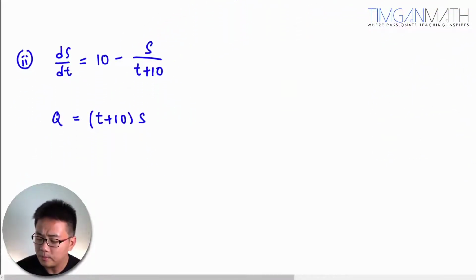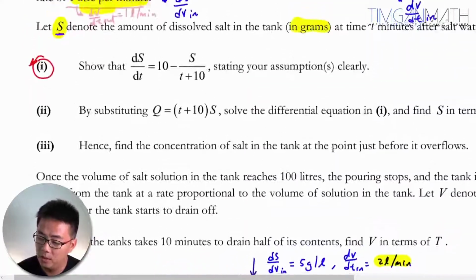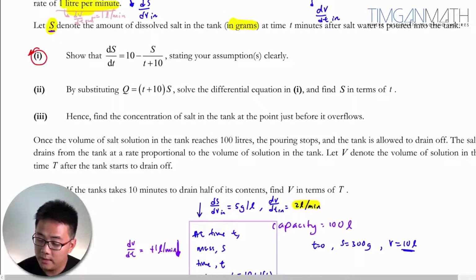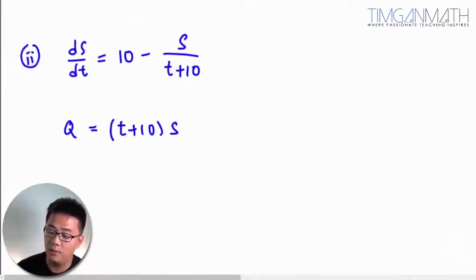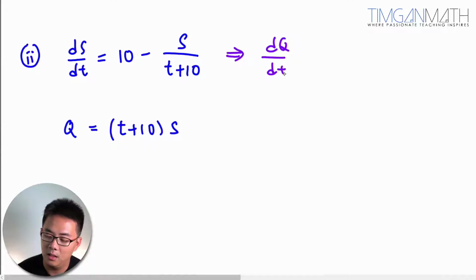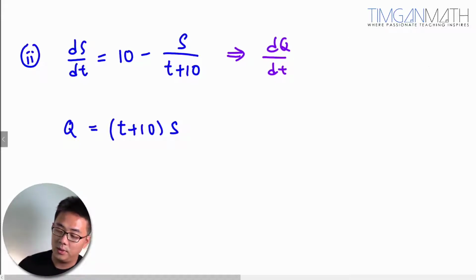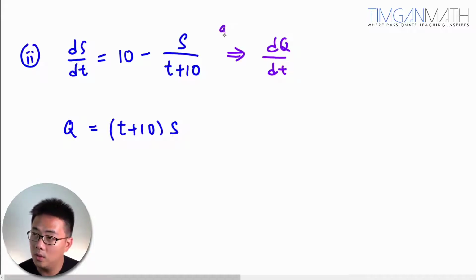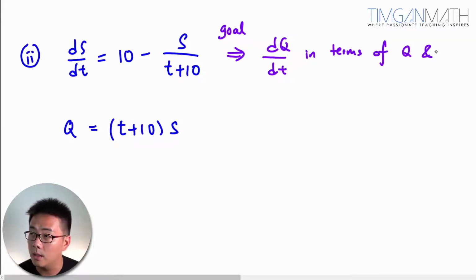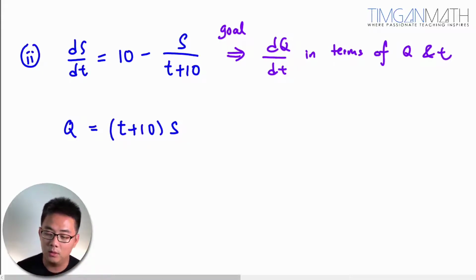So from here, what we're going to do is reduce this form and solve S in terms of t. Our main job here is to express dQ/dt in terms of Q and t. Our goal by substitution is to change dS/dt into dQ/dt in terms of Q and t. That's the whole goal. Basically you want to change it so that you are able to solve it. So I'm just going to solve this part here.